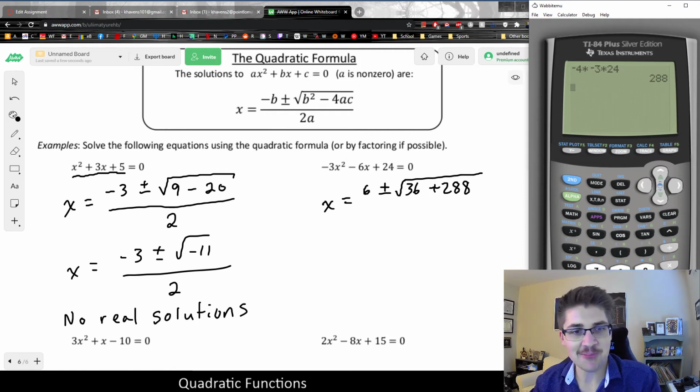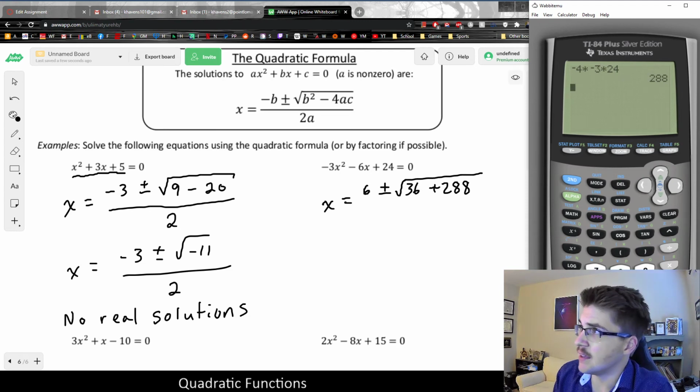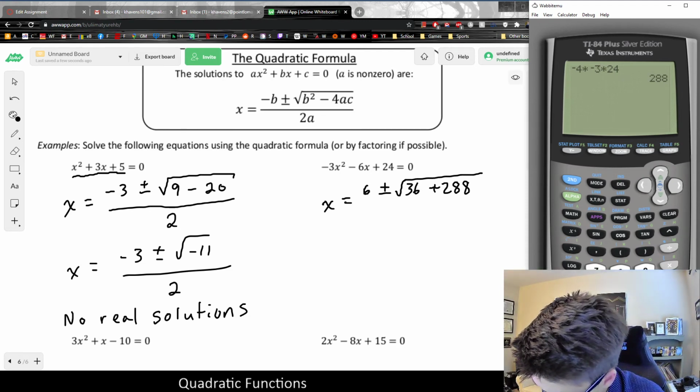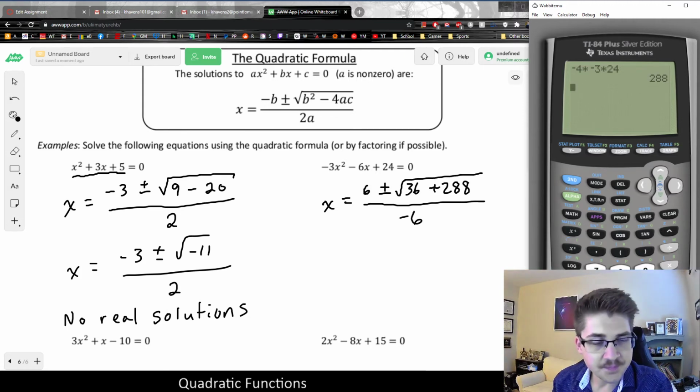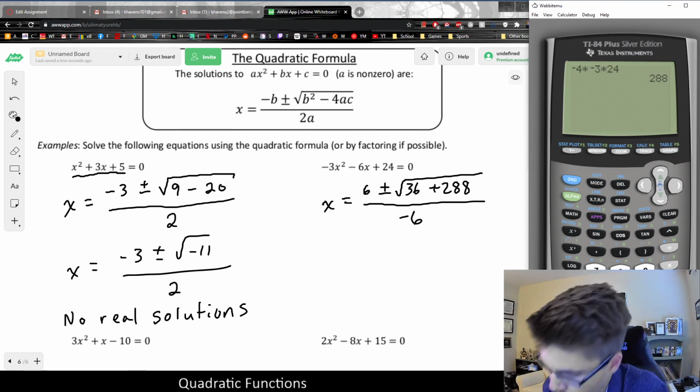I don't really have much option. It is what it is. And yeah, there we go. Negative 4ac is 288. And that's all over 2 times a. A is negative 3, so that would give us negative 6. And this is how I like to solve the quadratic formula. I like to plug in each little group, simplify, and go from there.